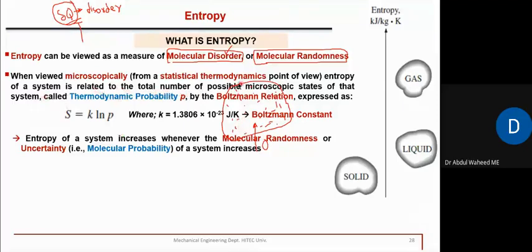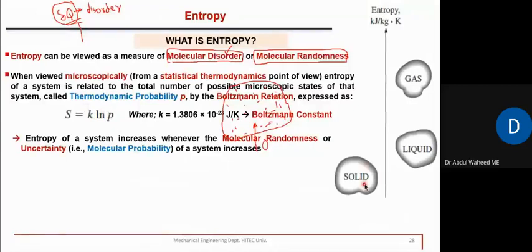Entropy is related to the total number of possible microscopic states of that system, called thermodynamic probability. It could be here, it could be here. The total number of possible microscopic states of a substance, of a molecule in a substance, is known as thermodynamic probability. They have a method to calculate the thermodynamic probability. So that is a different field altogether, a different way of calculating entropy at the microscopic level.